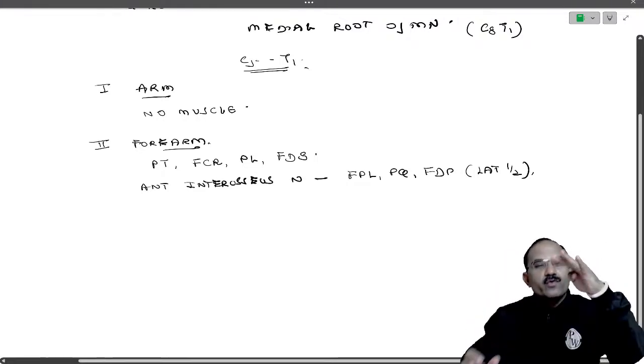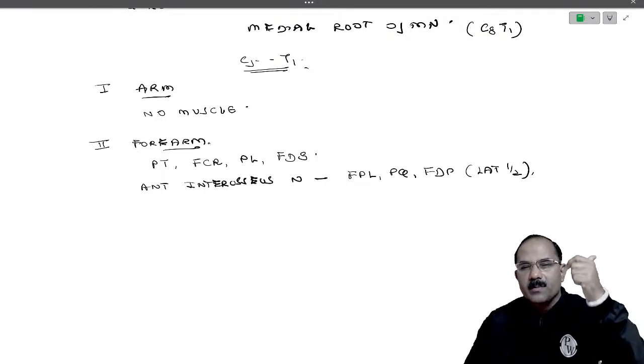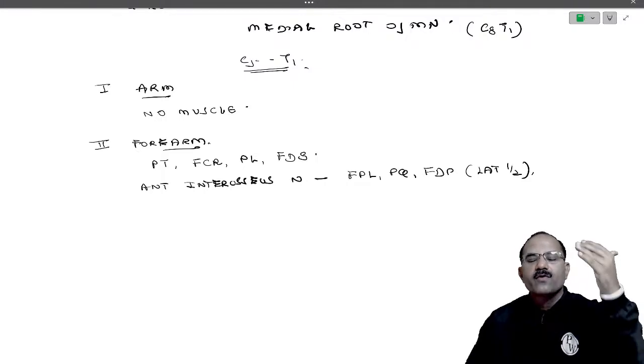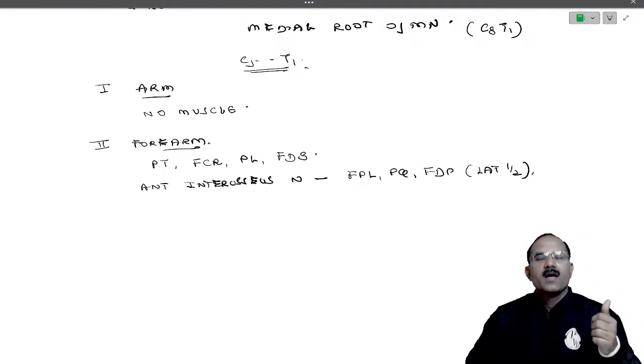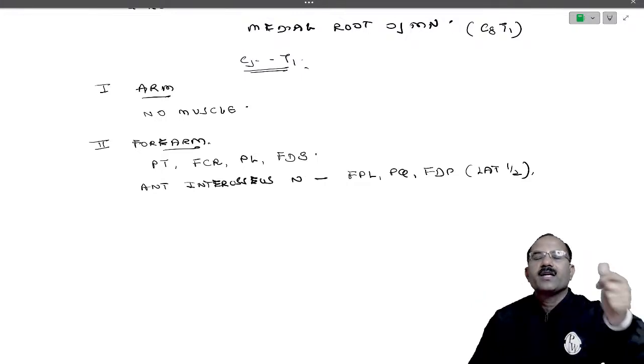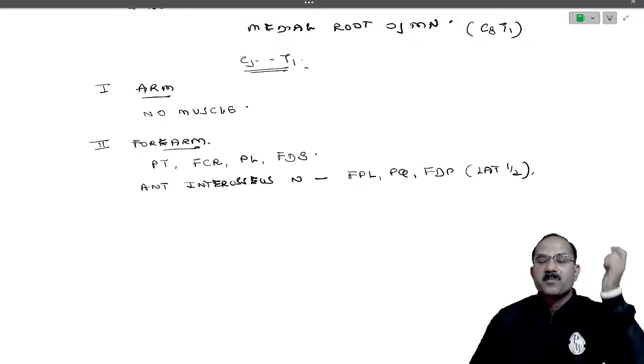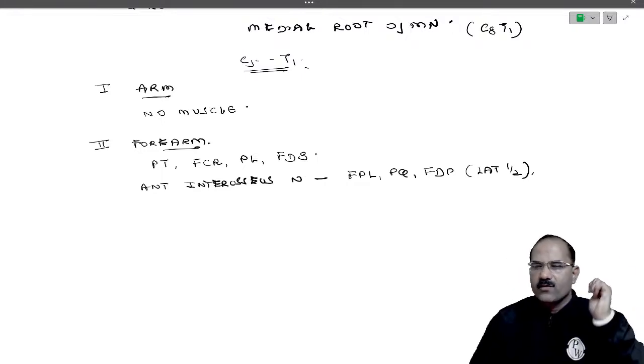So forearm में four superficial muscles are directly supplied by median nerve: the pronator teres, the flexor carpi radialis, the palmaris longus, and the flexor digitorum superficialis. Median nerve एक deep branch देती है. That's the anterior interosseous nerve. And what is this going to supply? The flexor pollicis longus, the pronator quadratus, and the lateral half of profundus.